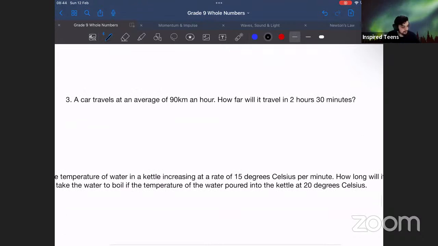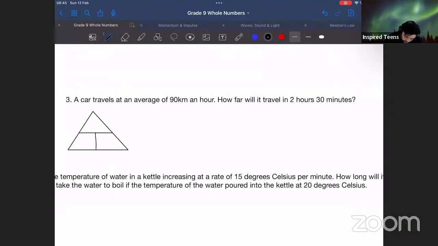Let's look at this. A car travels at an average of 90 kilometers an hour. How far will it travel in 2 hours, 30 minutes? I just want to remind you of this triangle. Actually, you may not have learned it, when it's distance and speed calculations. So, triangle you can remember.